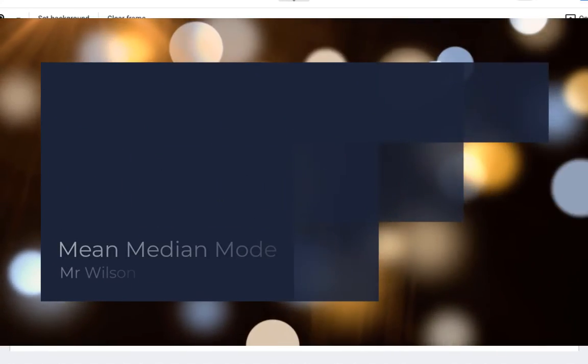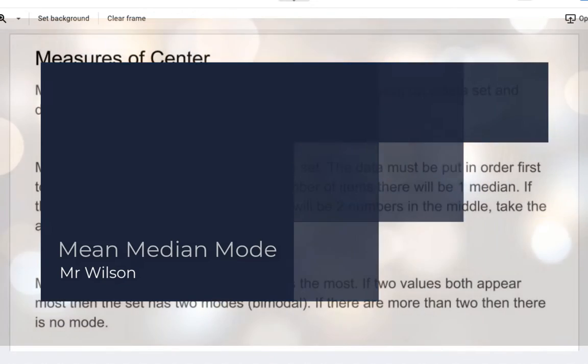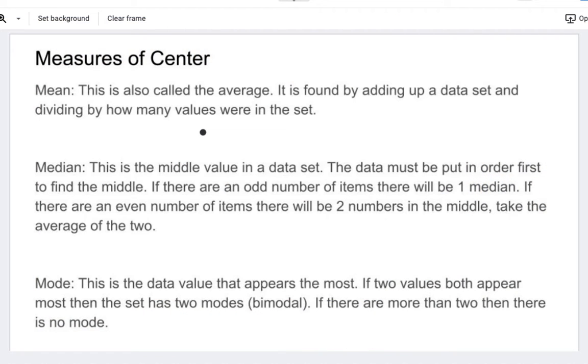Hey there, athletes. So in this lesson, we're going to look at measures of center. The measures of center we're talking about are mean, median, and mode.